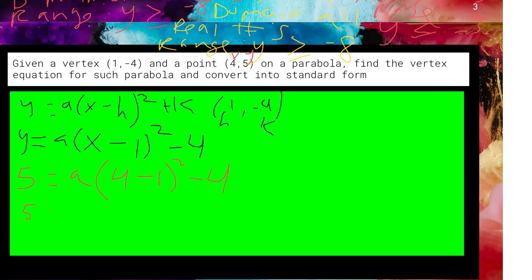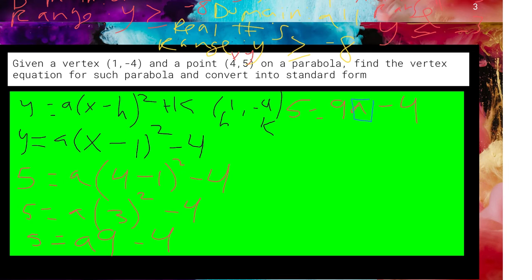So I get 5 is equal to a parentheses 4 minus 1, well, that's just 3 squared minus 4. And then I get that 5 equals a, 3 times 3 is 9, minus 4. And I'm going to rewrite this as 5 equals 9a minus 4. And now I just solve. I solve for a, right? I'm going to put a box around that.